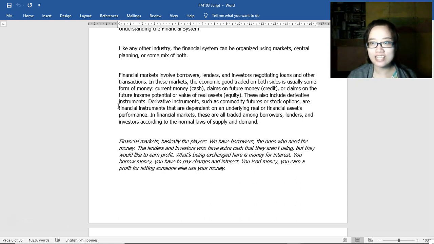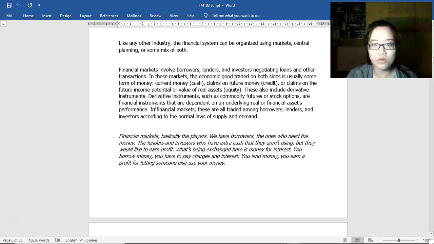Financial markets, basically those are our players. So we have, again, borrowers and then the lenders. The borrowers are the ones who need the money, and then we have the lenders and investors. They're the ones who have extra cash that they are not using, but they would like to earn a profit. So what's being exchanged here is money. On the part of the depositors or the lenders, they would like to earn interest. And on the part of the borrower, for the use of the funds, of course, they have to pay the charges and interest. So you borrow money, you have to pay charges and interest. You lend money, you earn a profit for letting someone else use your money.